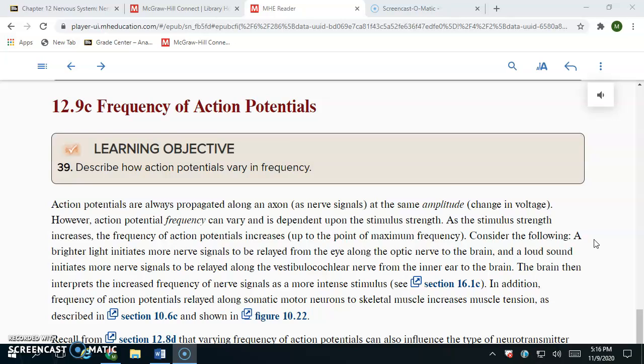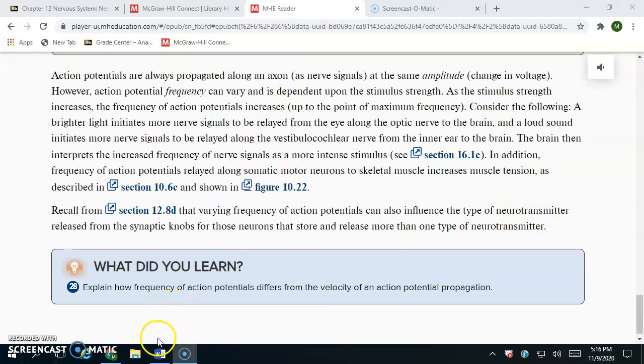You turn on the light in a room. That's also going to send action potentials, but not as frequently as with a really bright light. So the brain and the spinal cord can know how intense that sensation is in that way. All right, so that is our frequency of action potentials.